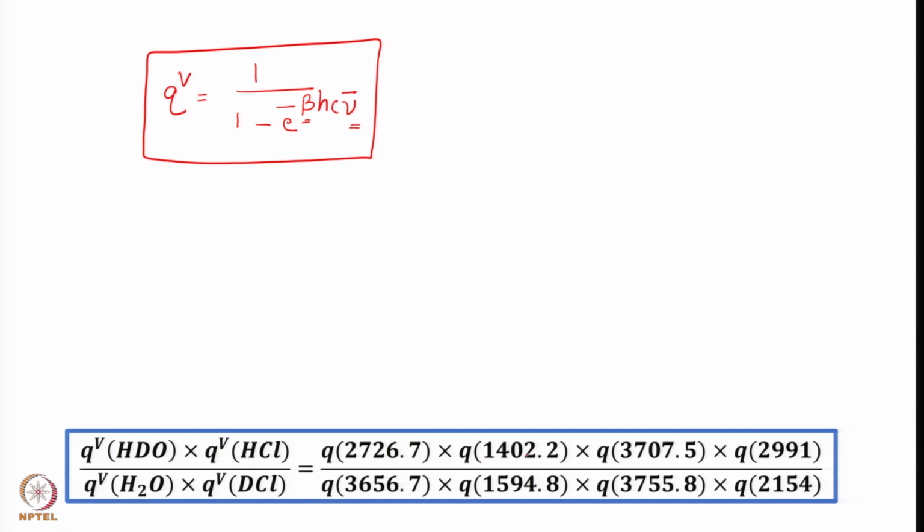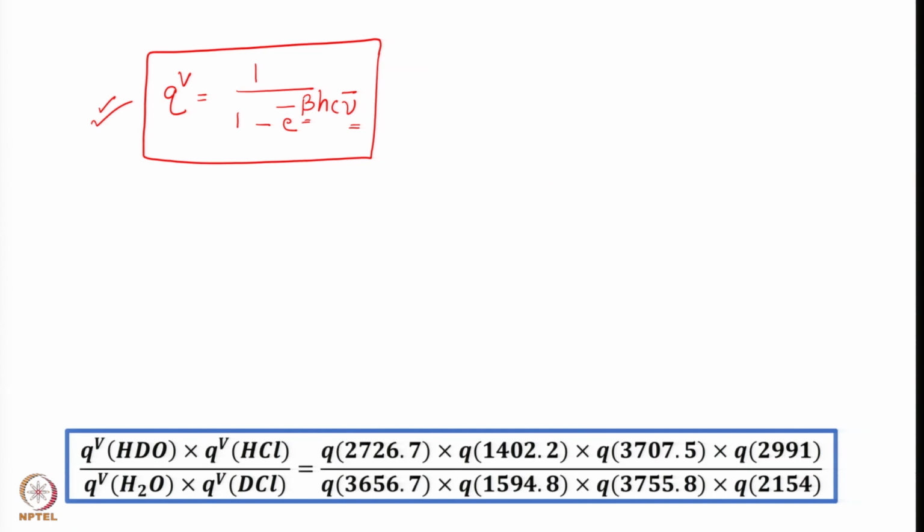These vibrational wave numbers are chosen from that table. So corresponding to these vibrational wave numbers, you can evaluate the vibrational partition function and substitute over here. This evaluation can be done by this. Calculate for each normal mode of vibration and substitute over there. We have discussed many times that the vibrational contribution to the partition function is usually not very large.